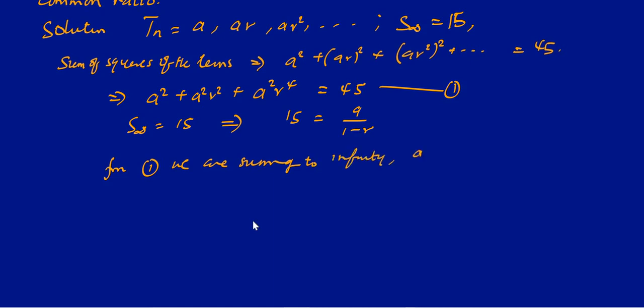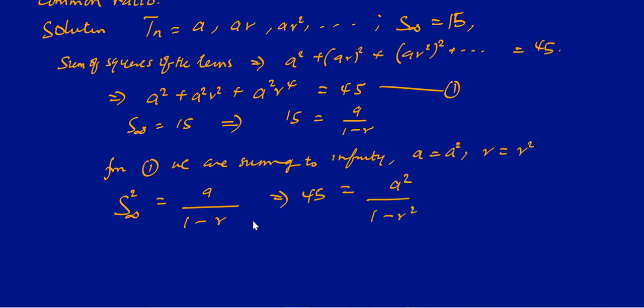At this point, A is equal to A squared and R is equal to R squared. That's the common ratio. So if you take the sum to infinity of this, it will be A squared all over 1 minus R squared. And this implies that 45 is equal to A squared over 1 minus R squared.